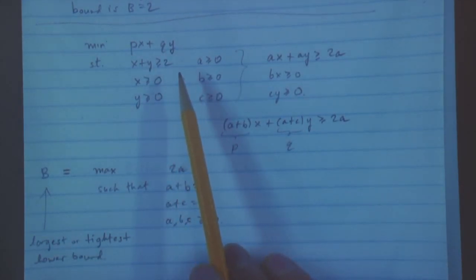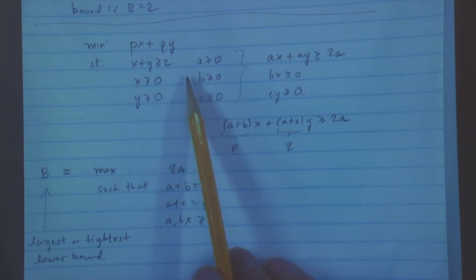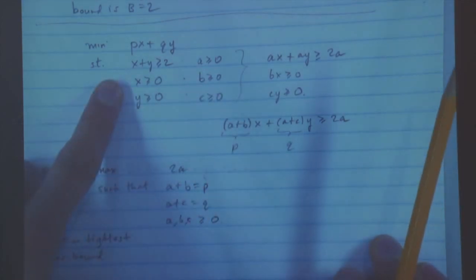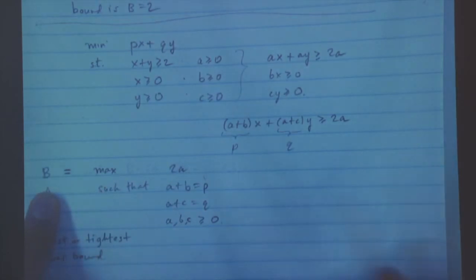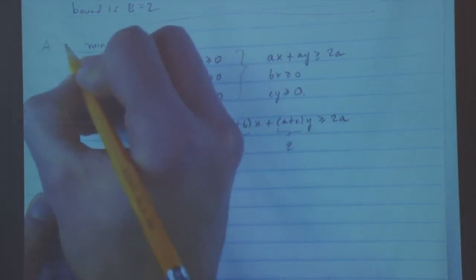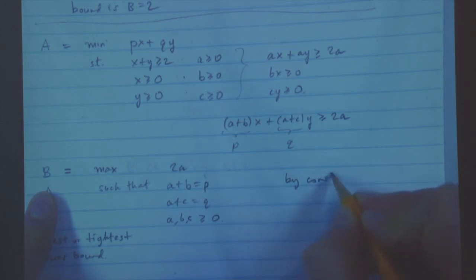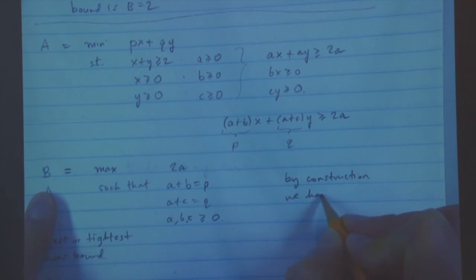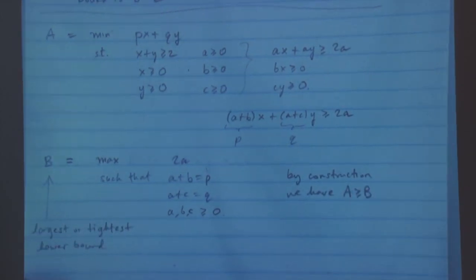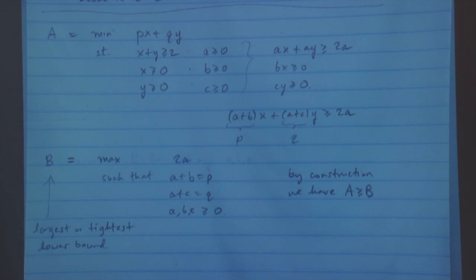So we know, just from construction, that if I were to call the optimal value here A, and I were to call this capital B, by construction, we have A is bigger than or equal to B. That's the way we constructed B.